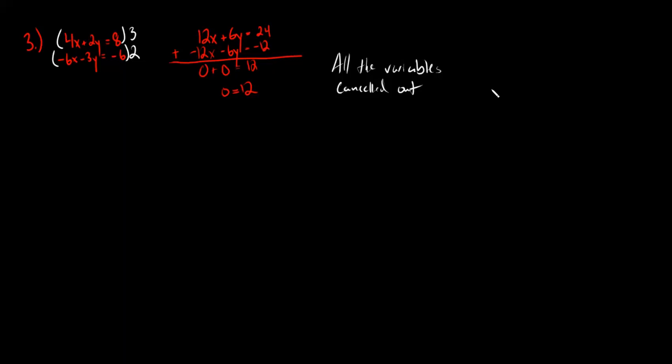Okay. Now remember, if all your variables cancel out, and you're left with a statement that is not true, that is false, okay? So in this case, 0 equals 12. This is not true. This is a false statement. If all your variables cancel out and you're left with a false statement, there is no solution, okay? There is no solution, because if we were to graph each of these, what we're looking at is a pair of parallel lines that are never going to intersect, and since they're never going to intersect, there is no solution to the system, okay?